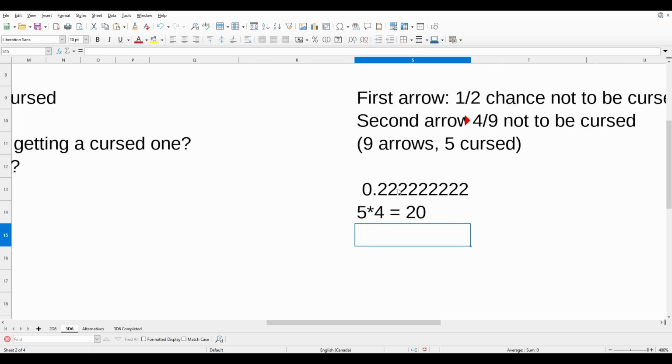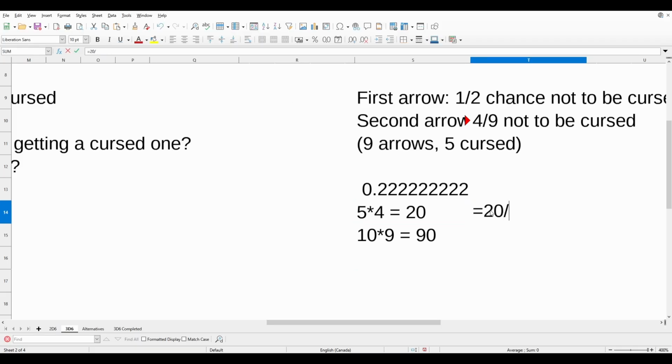Then I'm going to divide it by the total number of ways to pick all of the arrows. I'm not differentiating between them. That's just going to be 10, and then 9 for similar reasons, just picking 2 of them at random. So that's 90. That is not a minus, that is an equals. So then 20 over 90 is clearly 2/9.